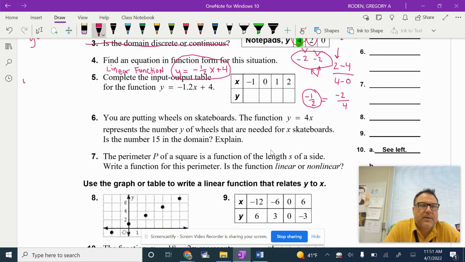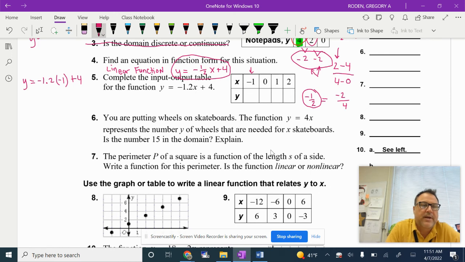So the first input is going to be y equals negative 1.2 times my first x value, which is negative 1. That's my first input. And then I'm going to add 4 to that. So all I did is replace the x here with this negative 1 right here. Okay? All right, so now I'm going to do the math.